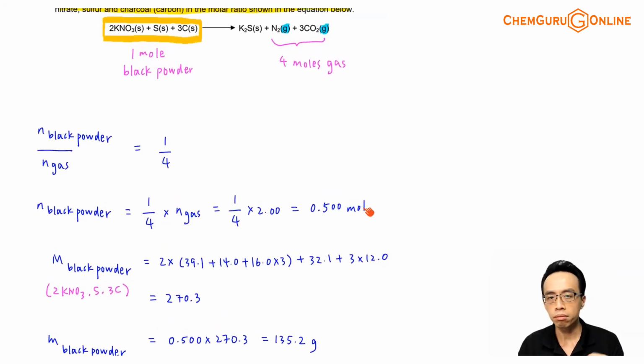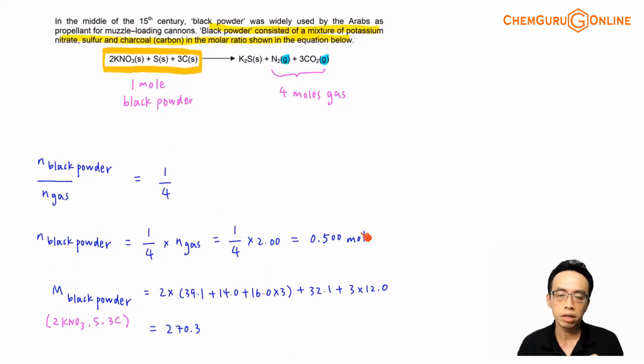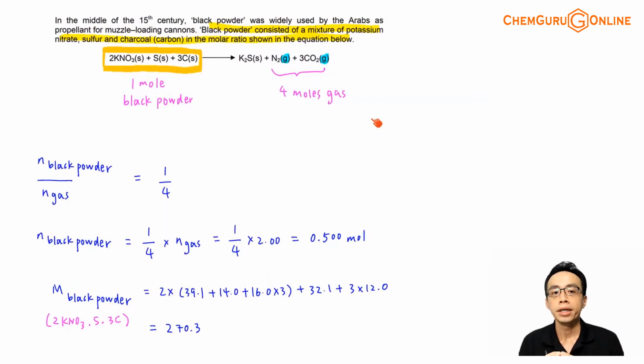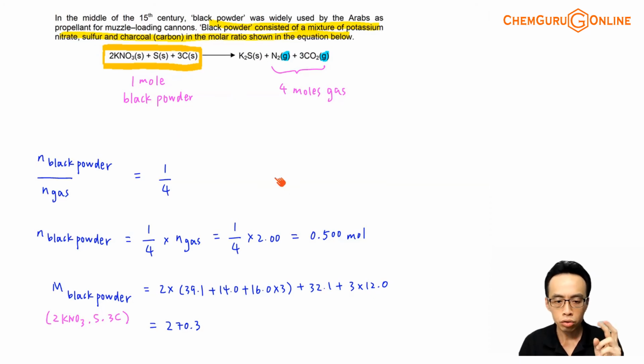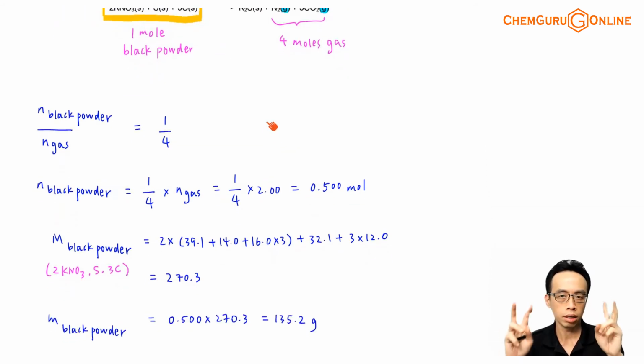Now, the next thing we have to do is we have to calculate the molar mass of my black powder. Even though this is a mixture, the question did mention that this mixture is in a very specific mole ratio. In a mixture of black powder, we actually have 2 units of KNO3, 1 unit of sulfur and 3 units of carbon in terms of mole ratio. Agree? So this will mean that I can actually calculate the molar mass of this black powder, which consists of, again, 2 units of KNO3, 1 unit of sulfur, 3 units of carbon in terms of moles.